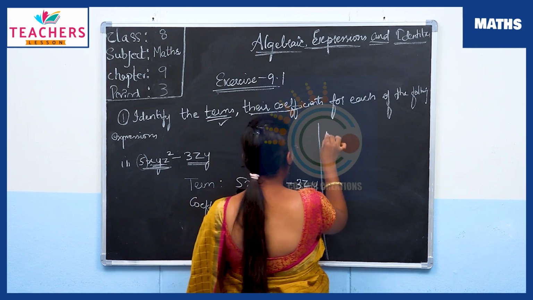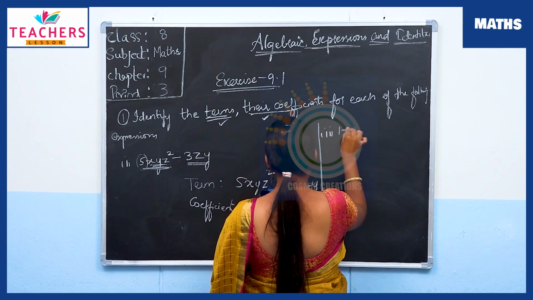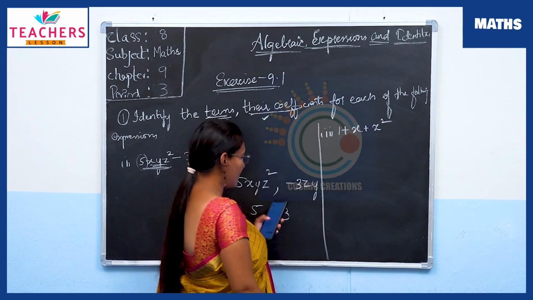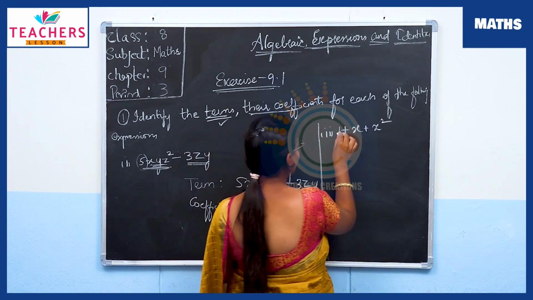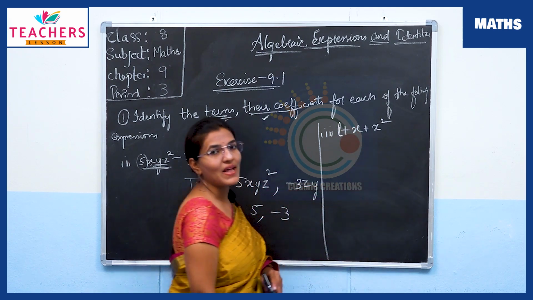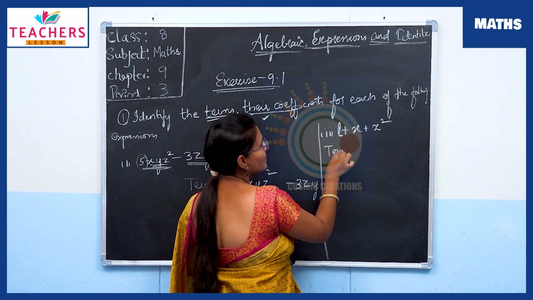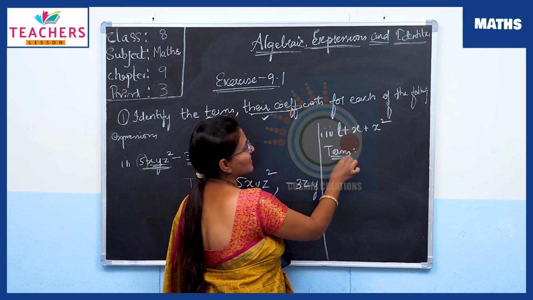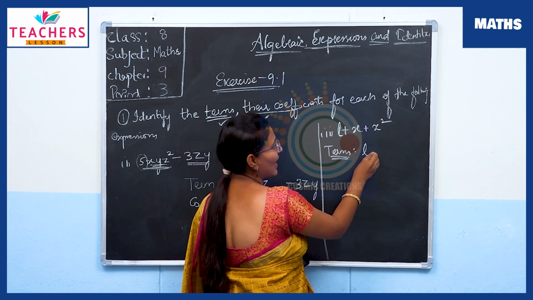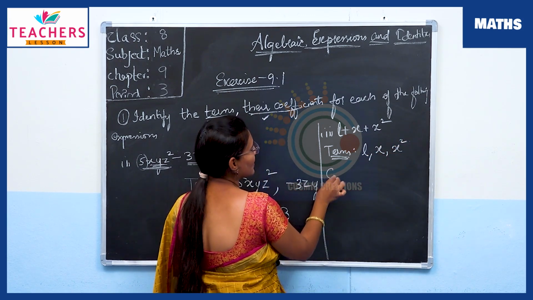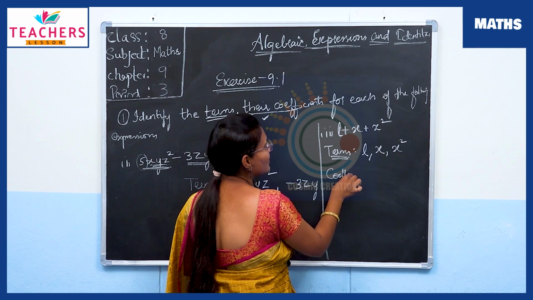What is the second one they have given? 1 plus x square. Sorry, this is L, students. L plus x plus x square. So now what are the terms? Can you identify? Here the terms are L, x and x square. Very good.